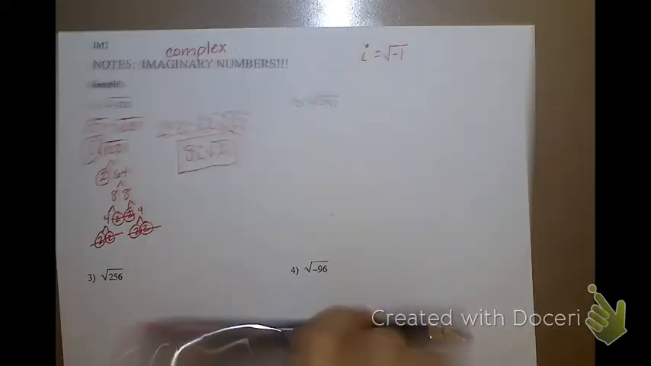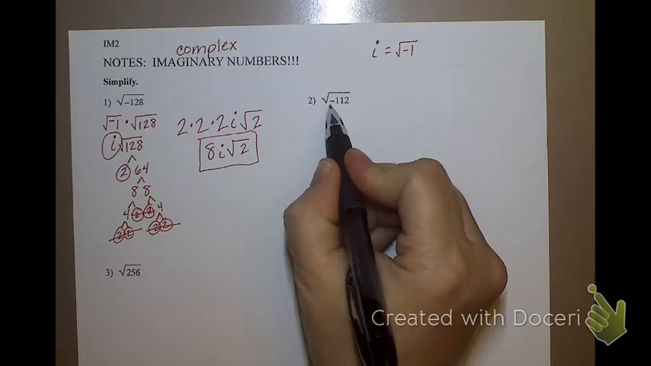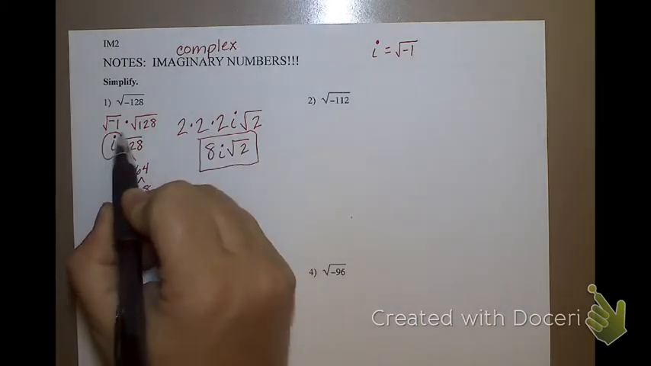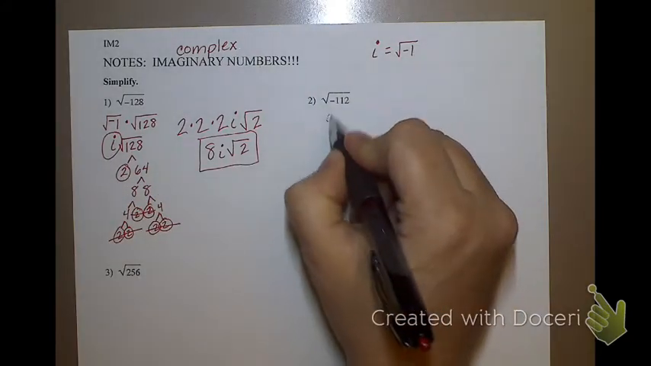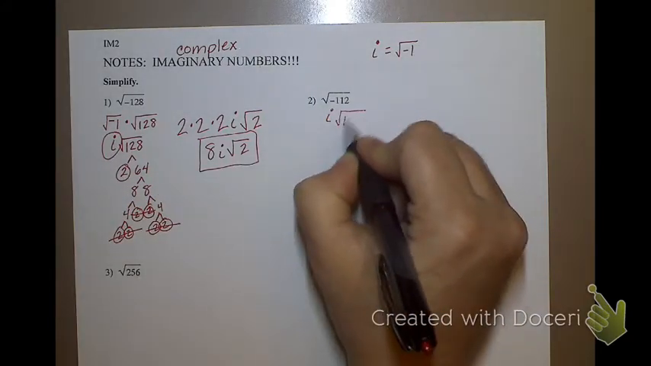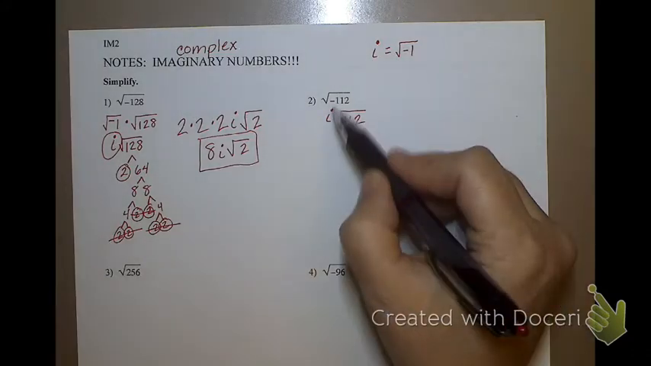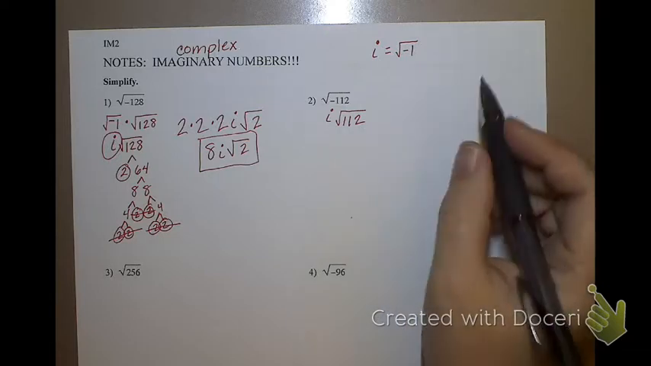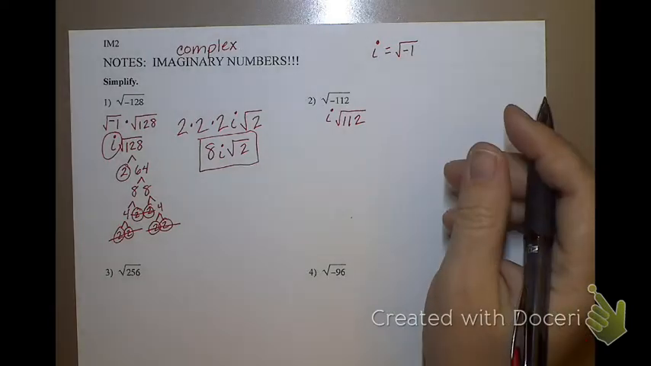Whenever I see a negative inside, I need to remember that there's going to be an i outside. So I know that this automatically is i radical 112. And draw the tree, right? So the i is always outside. You don't want an i inside a radical. The only time you're going to have an i is if there's a negative inside the radical. Correct.